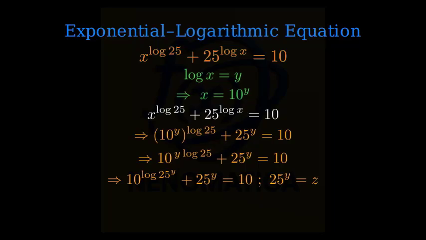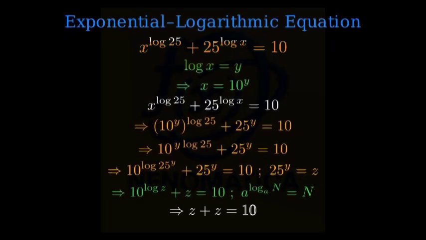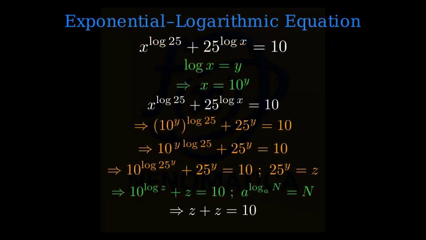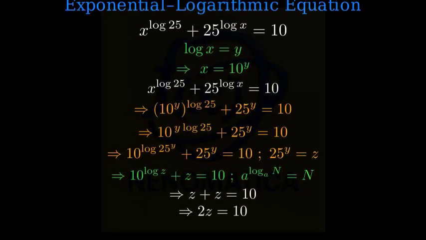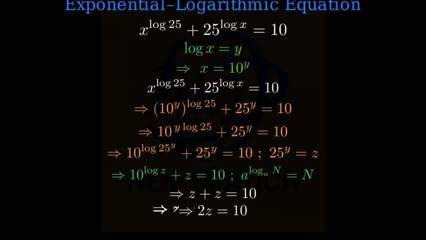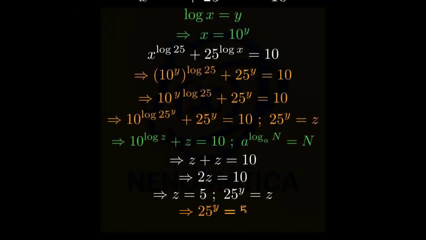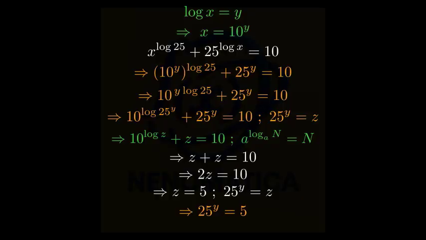Step 5. Use the key identity a to the log base a of n equals n. Therefore, 10 to the log z becomes z. So z plus z equals 10. That gives 2z equals 10. Step 6. Solve for z and connect back to 25 to the y. Z equals 5. Since 25 to the y equals z, we have 25 to the y equals 5.